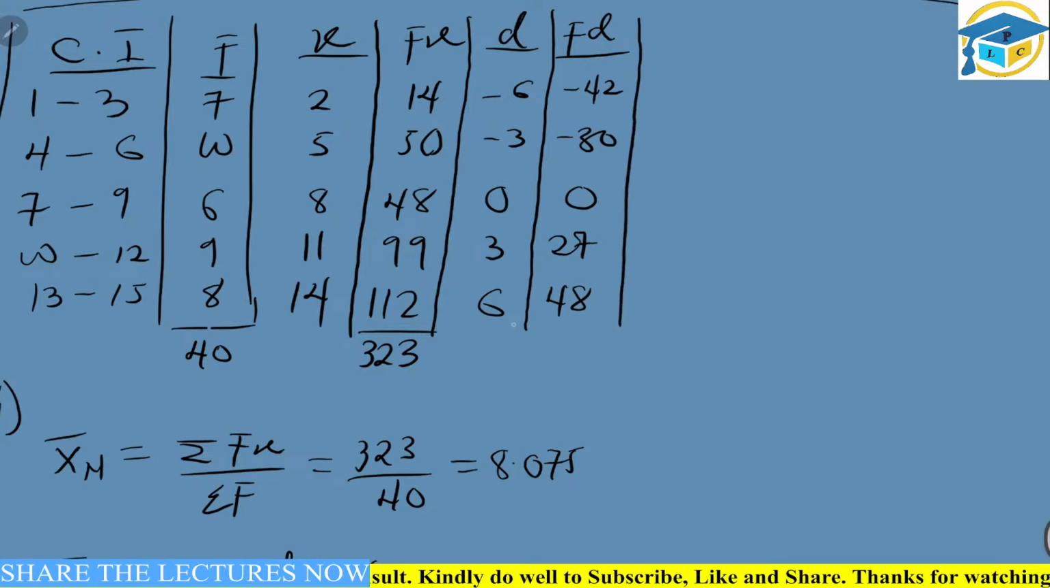So you find the summation of our fd, which represents the frequency multiplied with the deviation. So let's do that: negative 42 plus negative 30 plus 0 plus 27 plus 48. In my case, I had a total of 3. You can also cross-check and see if that is true.